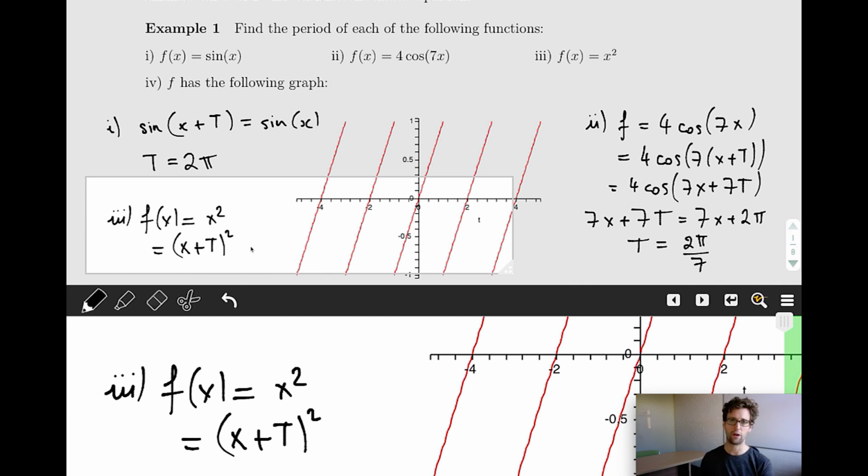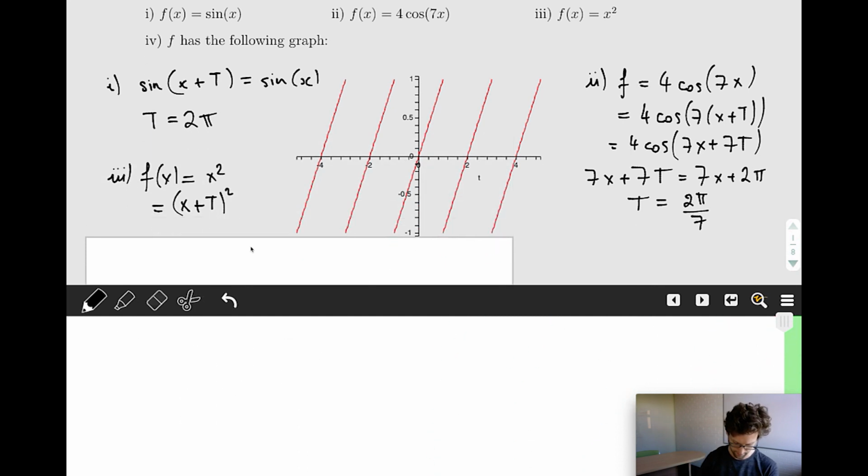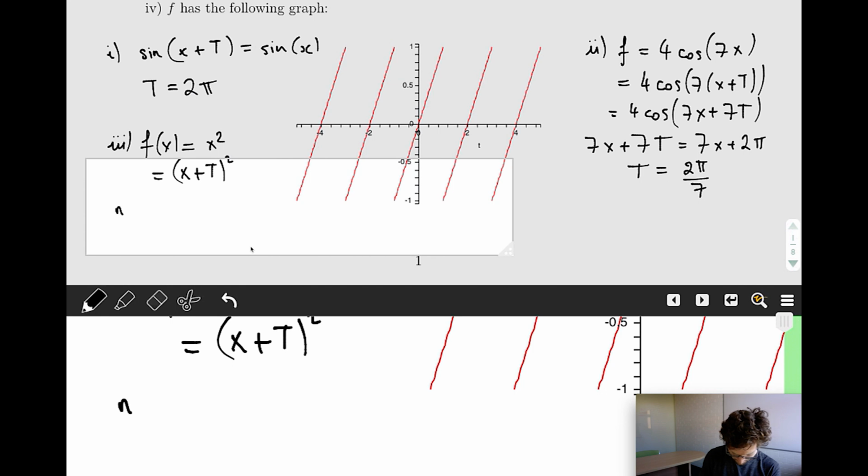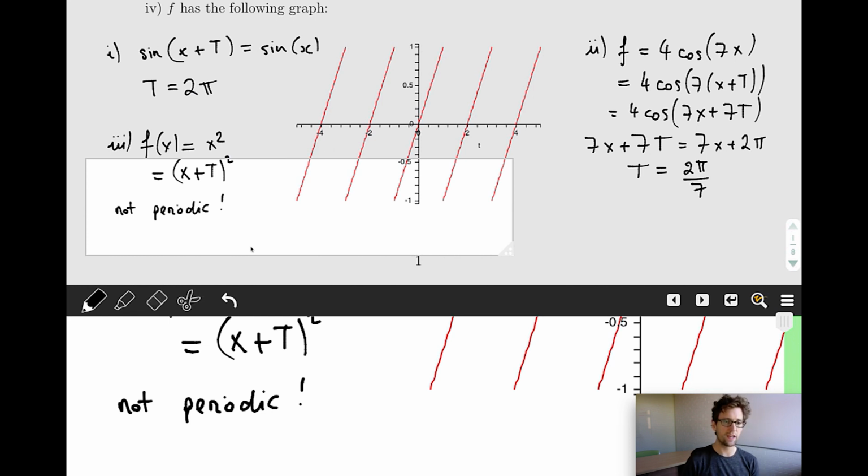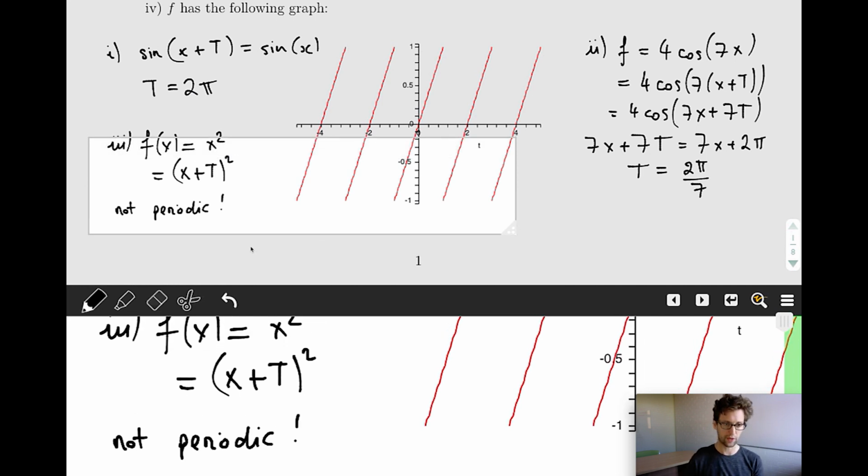So this is not a periodic function. And of course, the function x squared is not going to repeat itself. Another way to say that would be the only period here that would work is t is equal to 0. So this is not a periodic function.